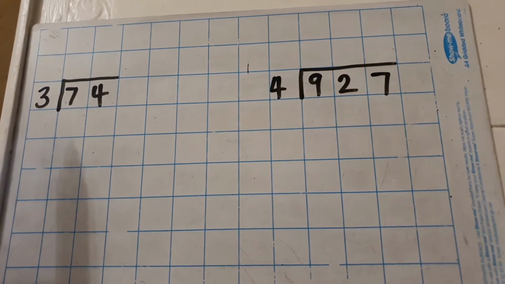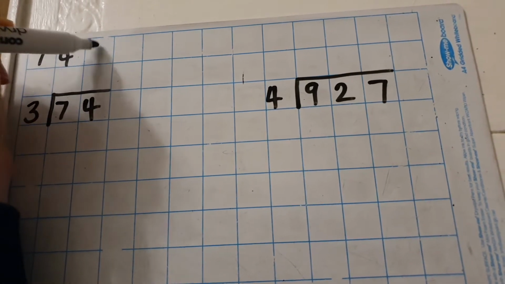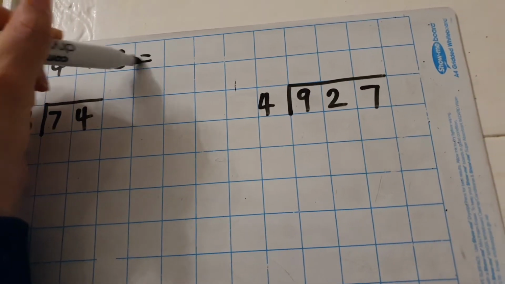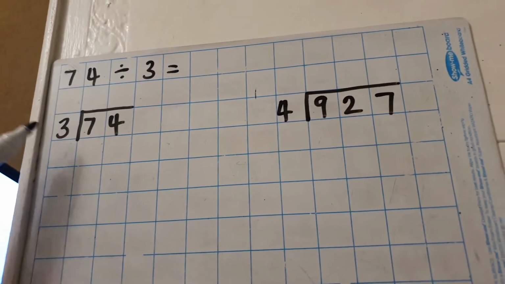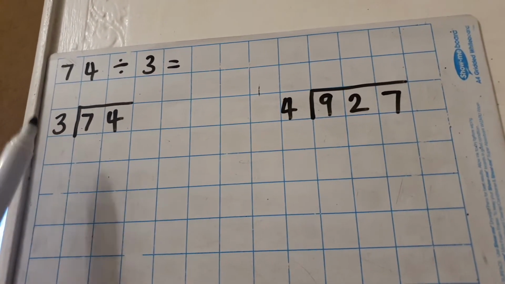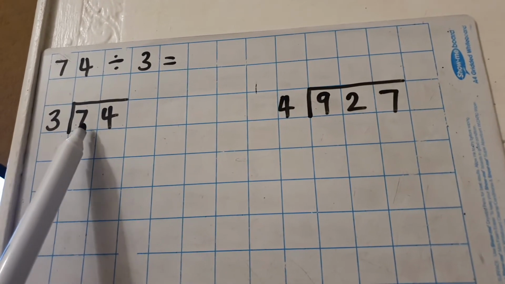So when you're dividing a number, this question means 74 divided by 3. How many 3s can we fit into 74? We start off almost in the opposite way to everything else. You start off with the biggest value digit first. So how many 3s can you fit in 7?